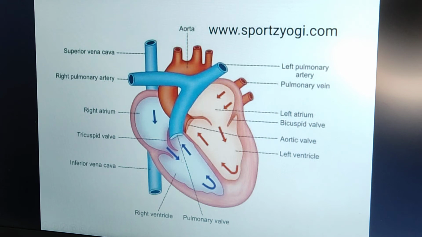The right side always contains deoxygenated blood. That's why we show it with the blue color. And in this picture, this left side is a somewhat red color. It is oxygenated blood. This oxygenated blood is ready to enter into our total body parts.